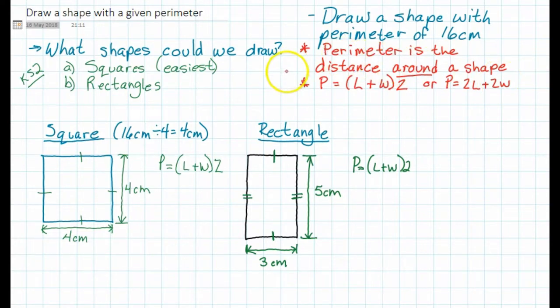So for example, if you have a football field and you need to put fencing up, you're not going to put the fencing on the field. You're going to put it around the outside of the field, and that's the perimeter.